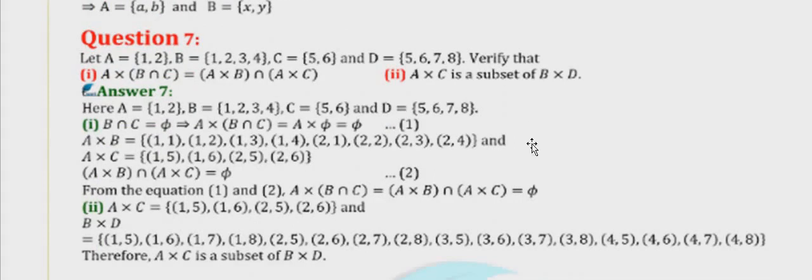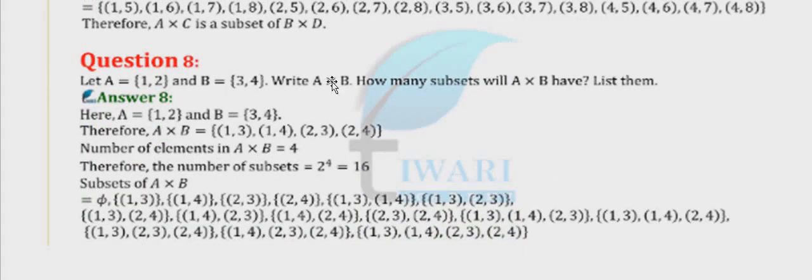You can see this. We have to prove that A cross (B intersection C) is equal to (A cross B) intersection (A cross C), right? In the second part, you have to prove that A cross C is a subset of B cross D. Verify means you have to solve this separately and show that this is a subset of this.